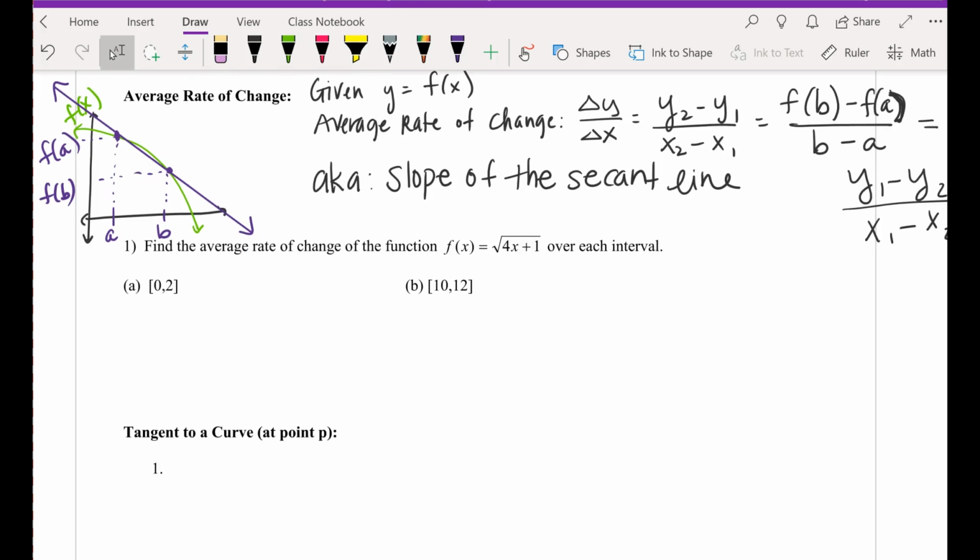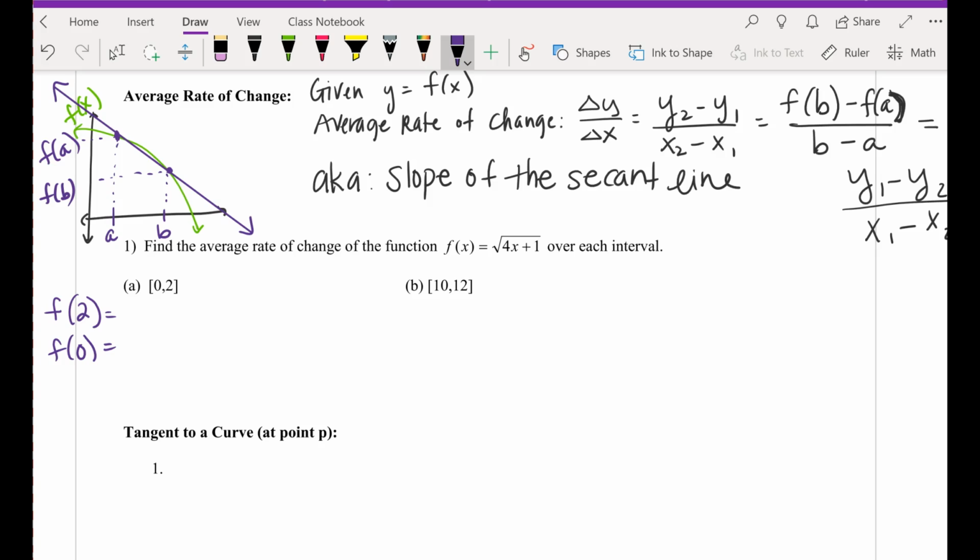Find the average rate of change of f of x equals the square root of 4x plus 1, first over the interval from 0 to 2. So f of x, is that a line? No. For a line you would be able to find a slope. It's not a line, so I can find the average slope from 0 to 2. So how do we do it? What's the formula? Plug in 2 and plug in 0, or vice versa.